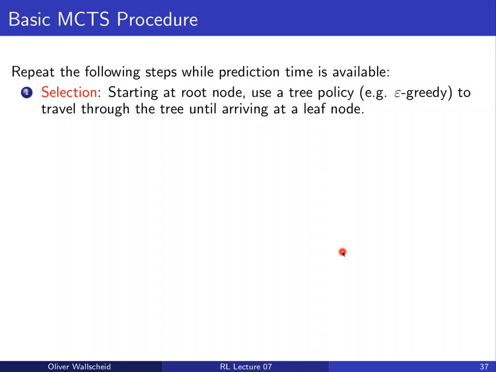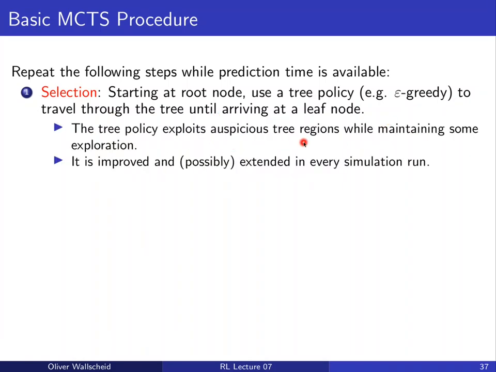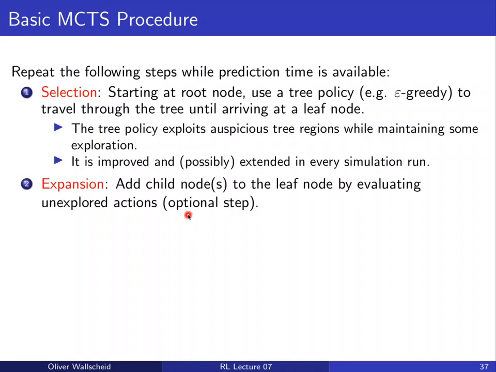If we summarize the four basic working steps of Monte Carlo tree search again, we have first the selection step. We start at the root node, use our tree policy and then travel through the tree until we arrive at a leaf node. Therefore we are exploiting auspicious tree regions while we maintain some degree of exploration by epsilon greedy. So we very likely travel through those parts of our state space which are important to us by the informed tree policy, and therefore use our computational resources wisely. And this tree policy is then improved, possibly in every simulation run. The expansion is then adding a child node to a leaf by evaluating an unexplored action.